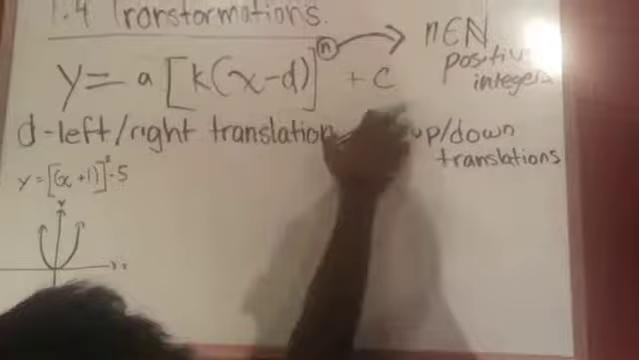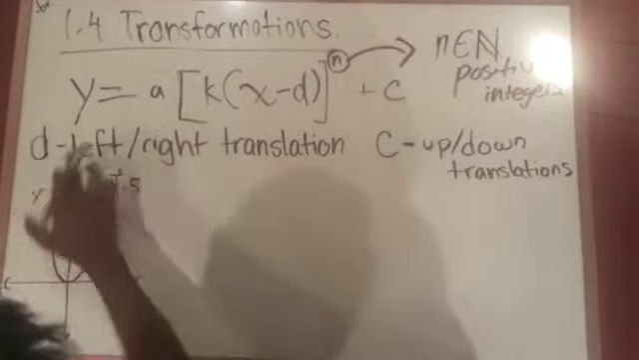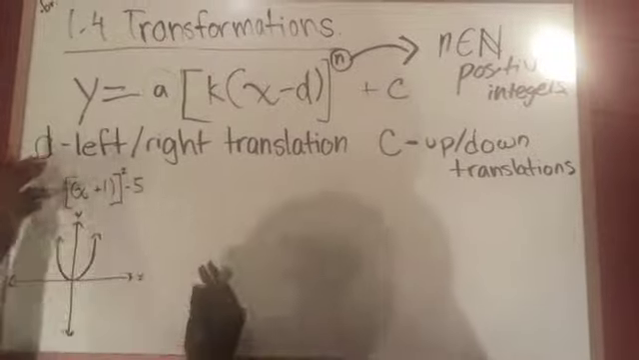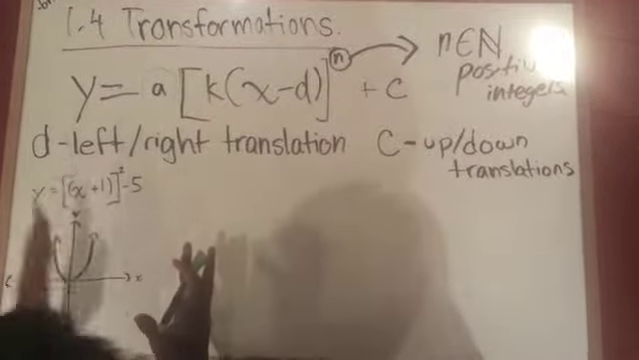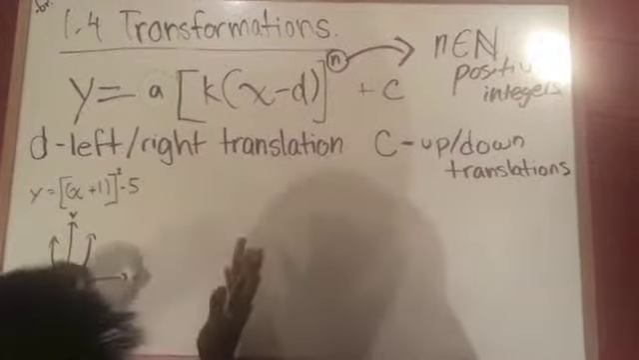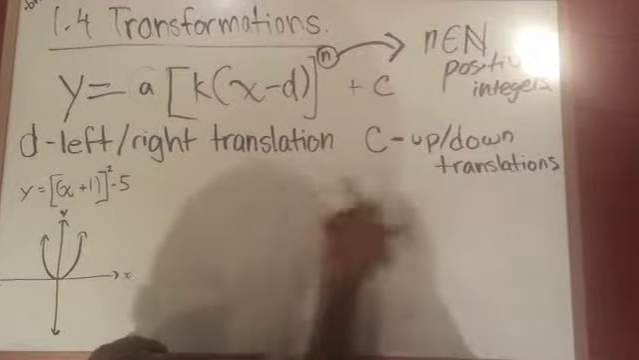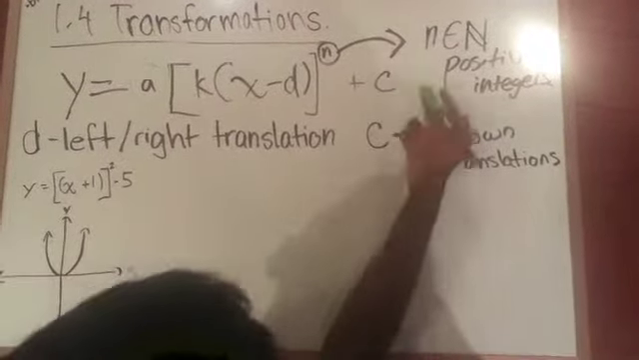Next up, we have d and c. The constant d is left and right translations, and the constant c is up and down translations. Here's the interesting thing about d. When d is negative, we actually move it to the right, and when d is positive, we move it to the left. And obviously for c, when it's positive, up; negative, down.